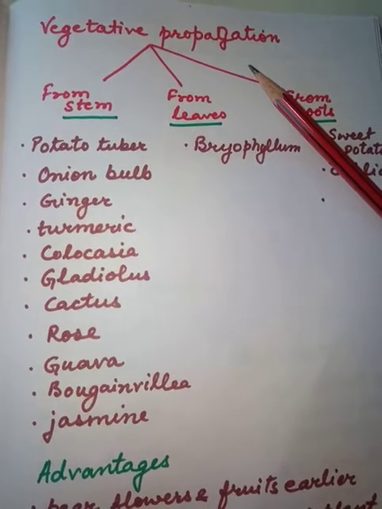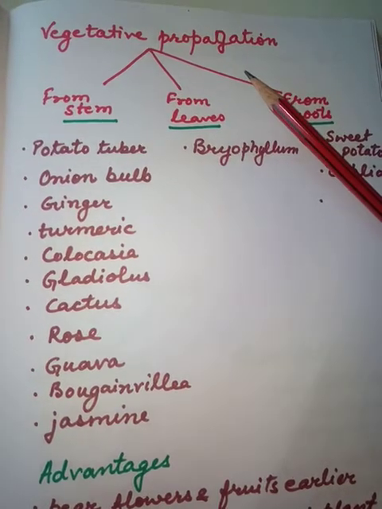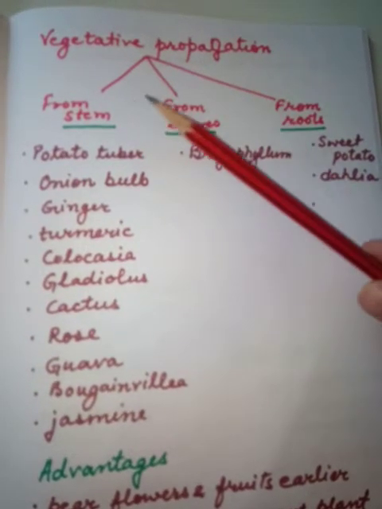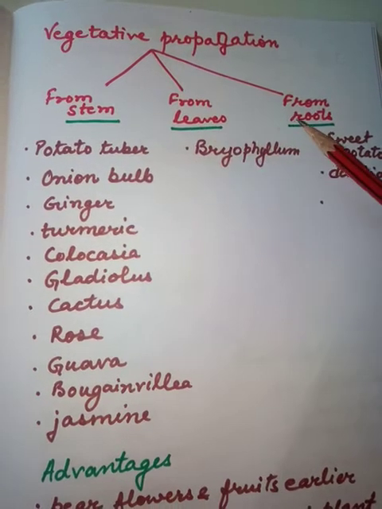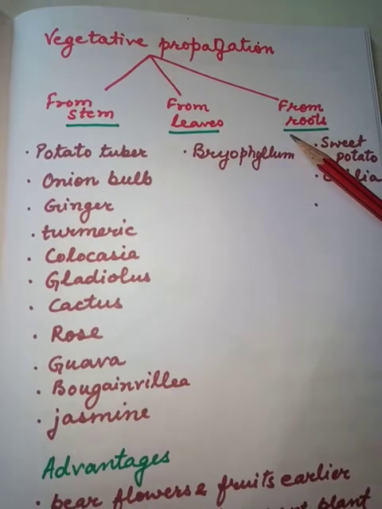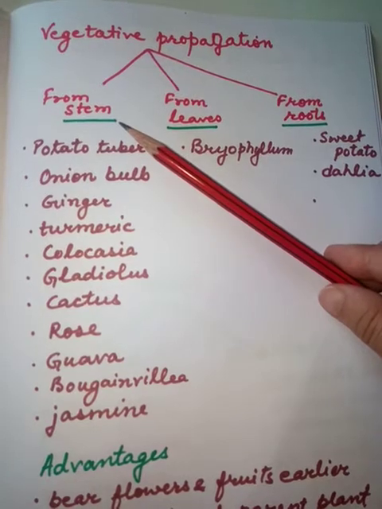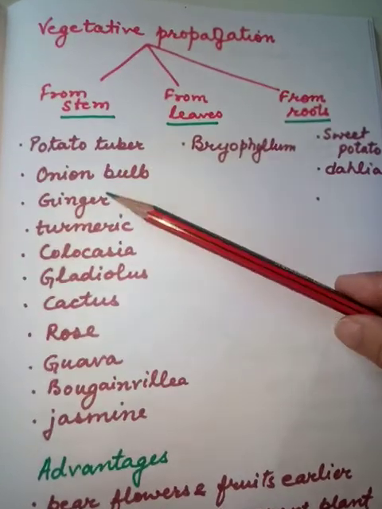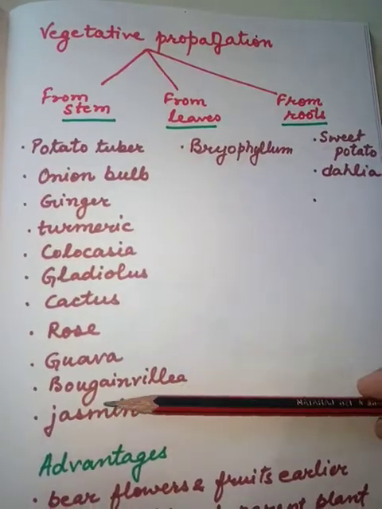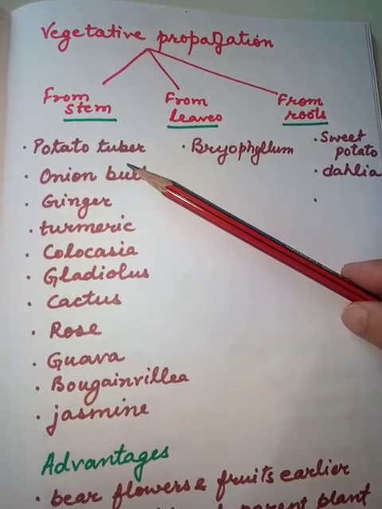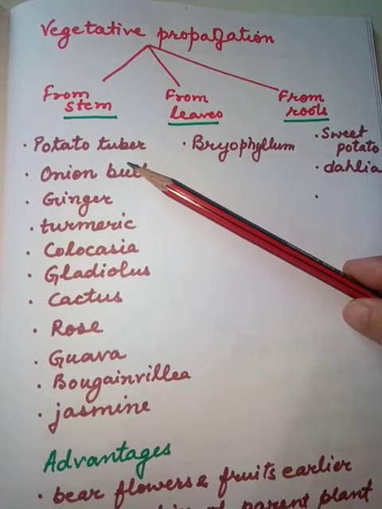Vegetative propagation is a method to develop new plants from vegetative parts of plant like stem, leaves and roots. So let us first discuss vegetative propagation from stem. All these are the examples given in your book. In all these plants, vegetative propagation from stem is done.